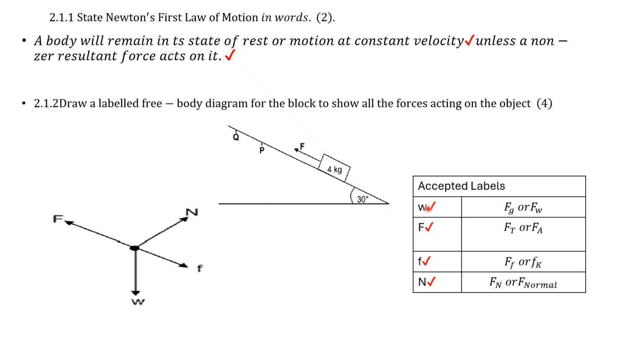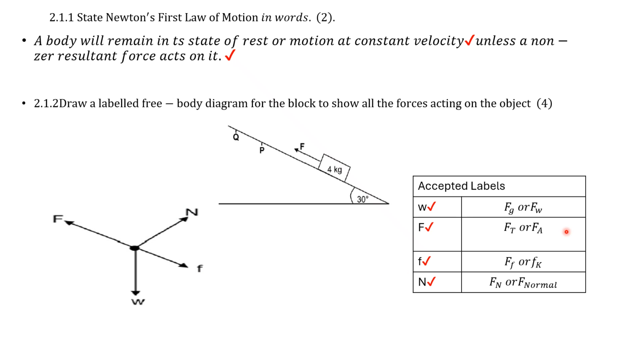So they only give marks for those 4 items, right? Now, end of the day, the line must have an arrow to show that you're dealing with vectors, right? So if you don't put in the arrow, you don't get that mark. 1 mark for weight, 1 for friction, 1 for normal force, and 1 for applied force.